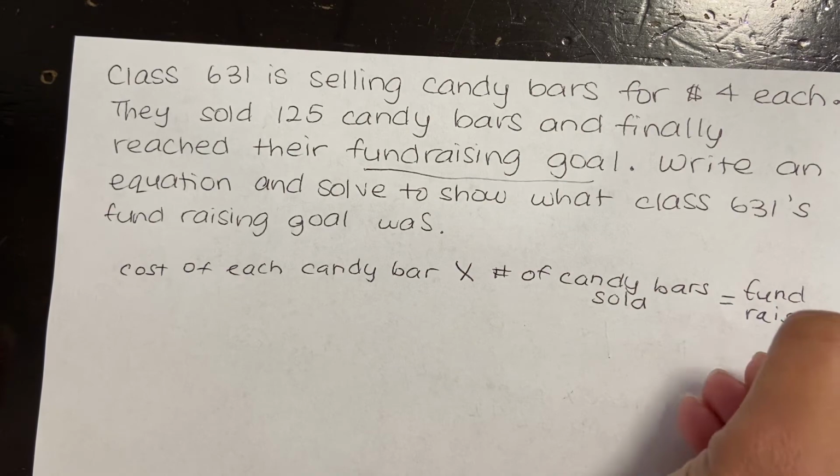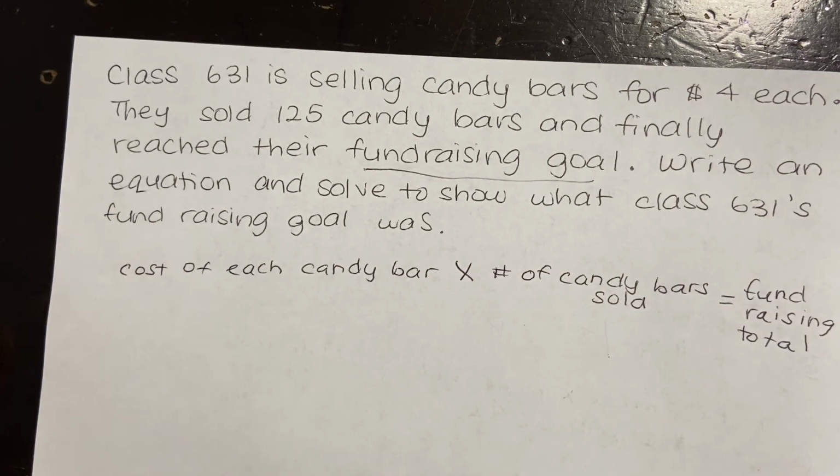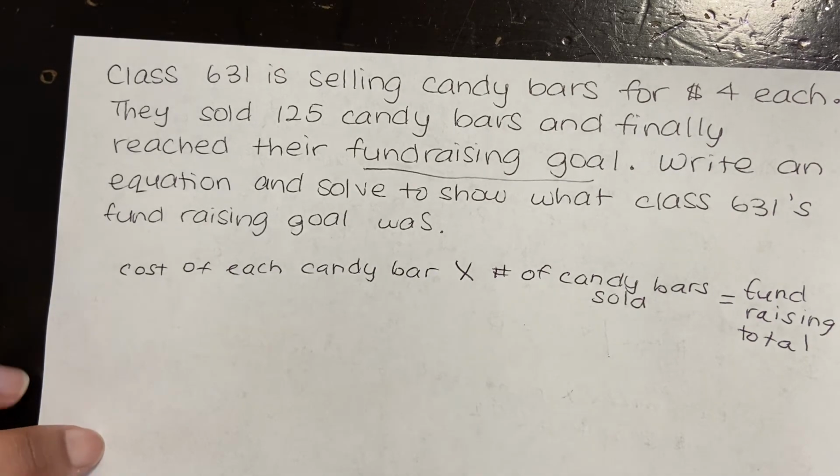And that should give the fundraising total. Okay. And I can't really come up with another equation that I think is as good. Could come up with a division, but I think this would be the best bet. If I wanted to solve that fundraising goal, I would pretty much multiply the amount of candy bars by the cost of each candy bar.